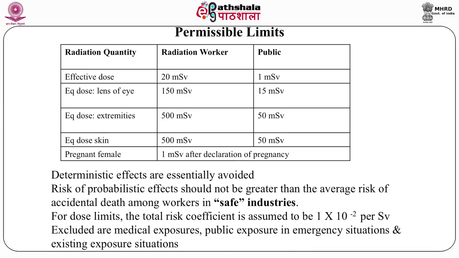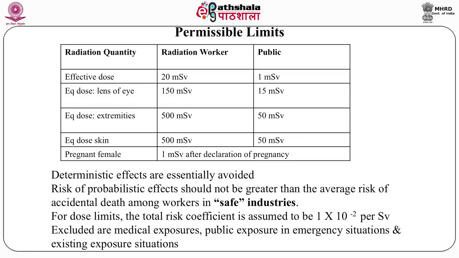Now, what are the permissible limits of radiation? For a radiation worker or occupational worker, the effective dose is 20 millisievert per year. So this is the permissible limit in India. For the public, it is 1 millisievert. Eye dose, equivalent dose to the lens of the eye, can be up to 150 millisievert for a radiation worker and 50 millisievert for a member of the public. Similarly, equivalent dose to body extremities could be 500 millisievert for a radiation worker, 50 millisievert for the public.